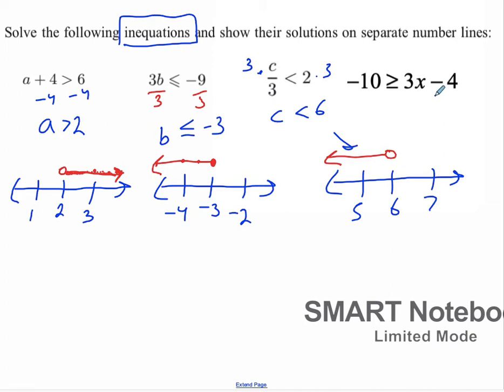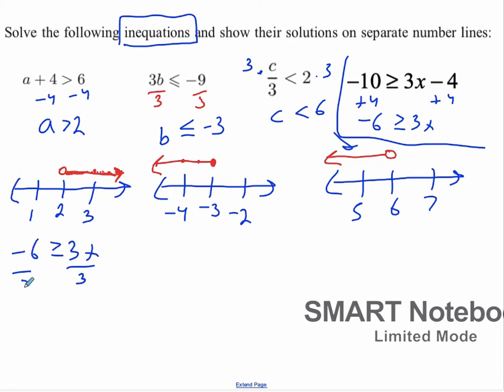Okay, in our last example, we can solve this by adding 4 to both sides of the inequality. We have negative 6 is greater than or equal to 3x. We can divide by 3, and we get negative 2 is greater than or equal to x, which, like I said before, you can rearrange, putting the x on this side, but I have to flip the sign around like this. So this is x is less than or equal to negative 2.